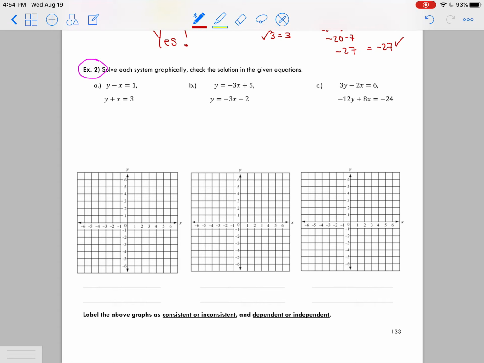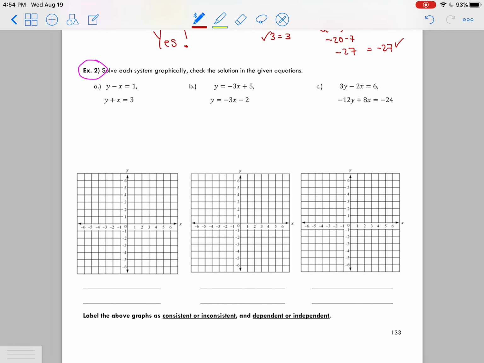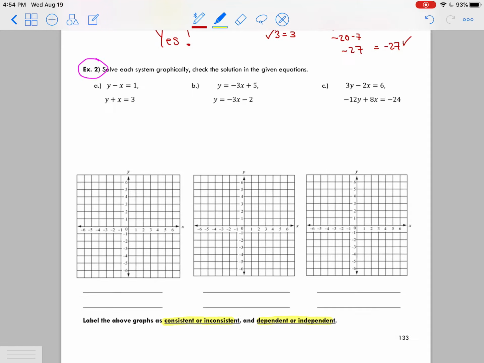All right, so let's go down here, and here we're asked to solve each system graphically. This was the first way. Remember that we are going to be learning about how to graph these things. So we're solving each system graphically, and then check the solution in the given equation. And then down below, we're asked to visit this idea again of consistent or inconsistent, dependent or independent. So we'll get there in just a minute.